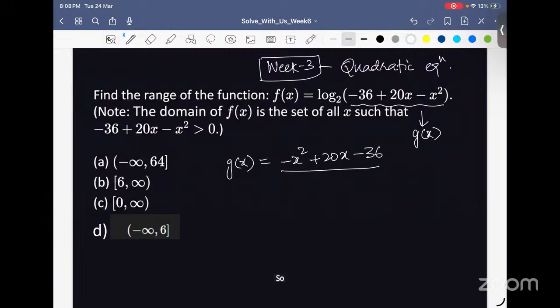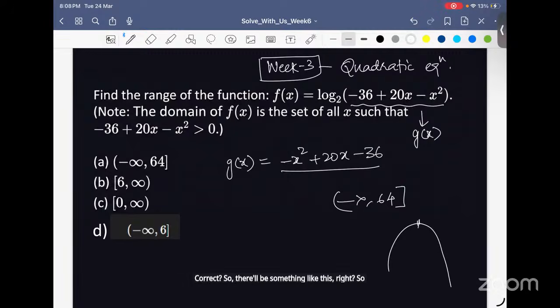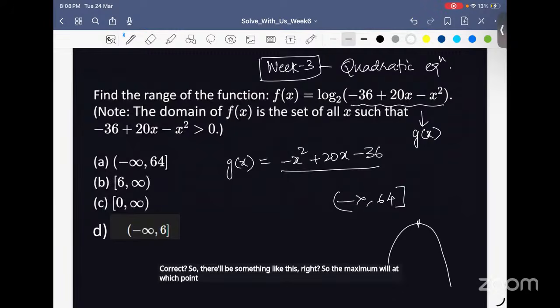Sir, the range is up to 64 from minus infinity. It will have the maximum value. So it will be something like minus infinity to 64. Correct. So this will be something like this, right? At which point the maximum will be attained, you can differentiate it, right?